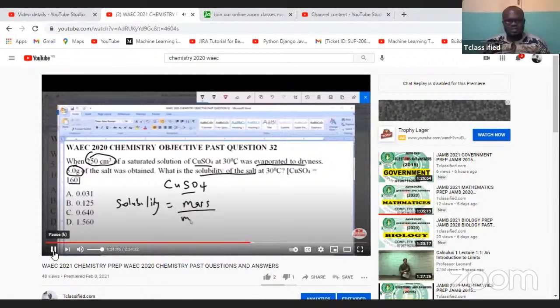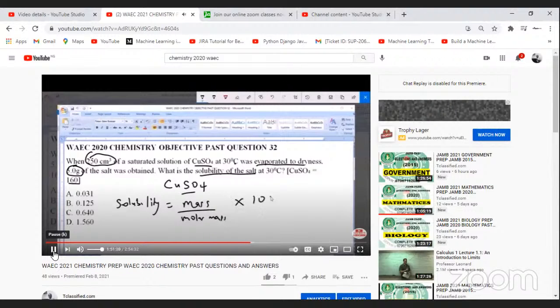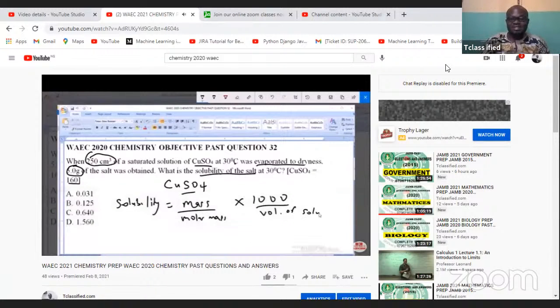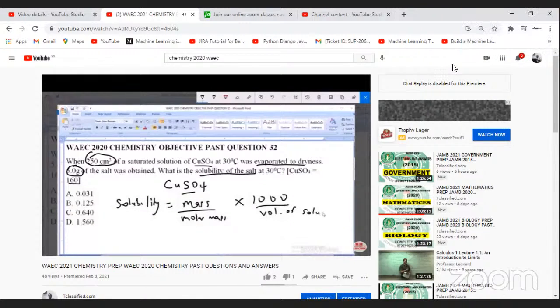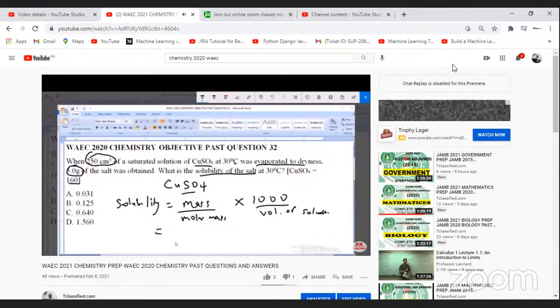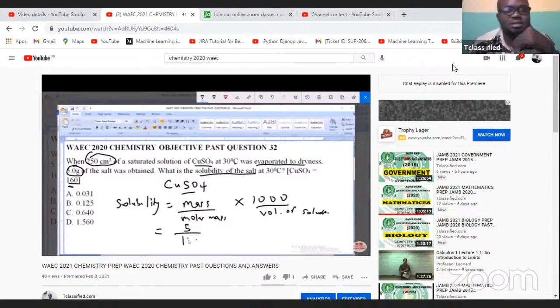is equal to mass over molar mass times 1000 over volume of solution. So the mass, like we said, is 5 grams, times 1000 over volume of the solution, 250 cm cube.